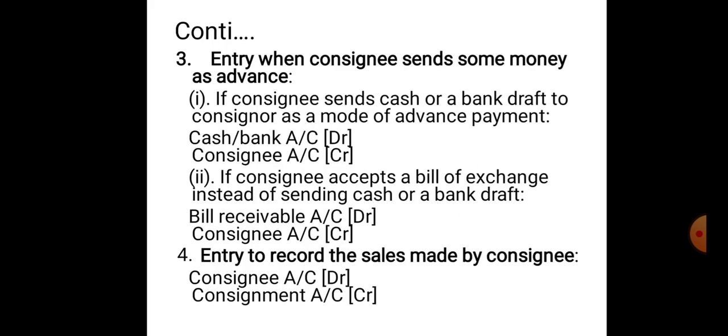Coming to the third entry, when any advance is received from the consignee as a security deposit, if the consignee is sending cash or a bank draft to the consignor as a mode of advance payment, then the entry will be cash or bank account debit to consignee's account, being the advance received against consignment. So this will be the entry.